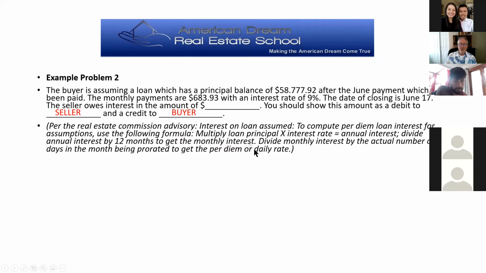We take our loan principal. Here's a formula here, folks. We take our loan principal times the interest rate to get our annual interest. Okay? Principal times interest gets annual interest. Then we divide that number by 12 to get monthly interest. Then we take that number divided by the actual number of days in the month to get our daily or per diem rate. A little bit of a process.